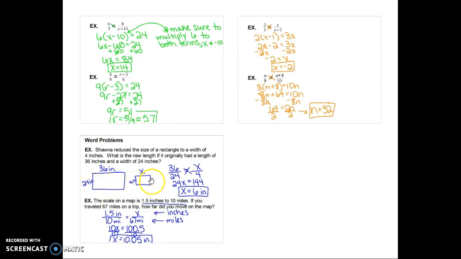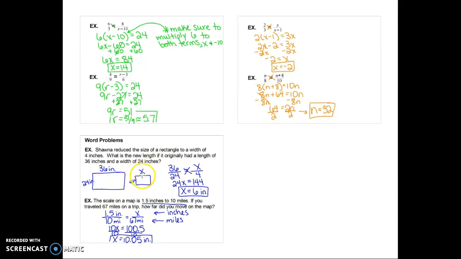Now it told us that in the new one, she reduces the size. So if you reduce it, that means it's getting smaller. So she reduced it to have a width of 4. So my new width is 4. What I don't know, what I'm looking for, is what is the new length. So my new length is x. So 36 divided by 24 is my first ratio. I'm going to do big to small. So my big rectangle is 36 over 24 equals my smaller rectangle.